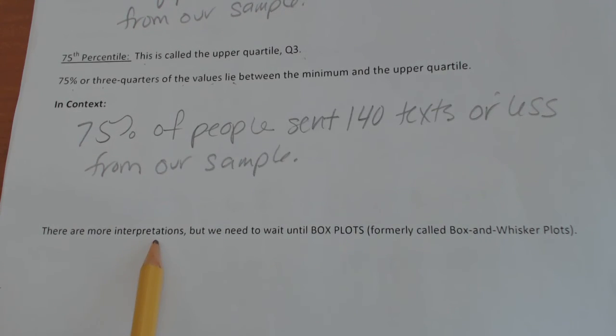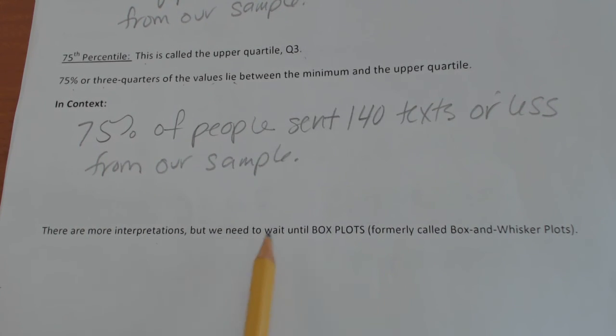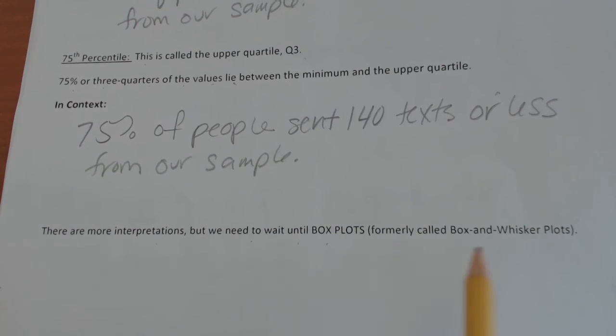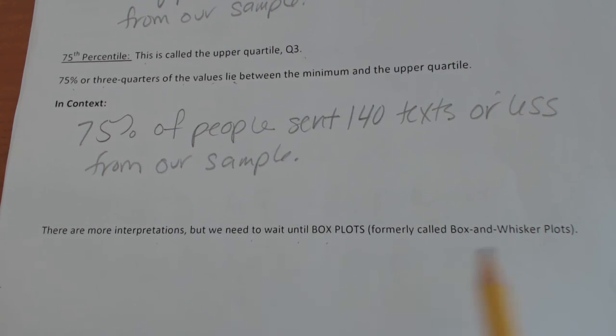There are more interpretations, but we need to wait until box plots, which are formally called box and whisker plots. I believe in your book they're going to be called box and whisker plots. I use the term box plots. And we're going to be exploring quartile 1, median, quartile 3, and what they can do for us. So there are more conclusions coming up, but we're going to have to wait.